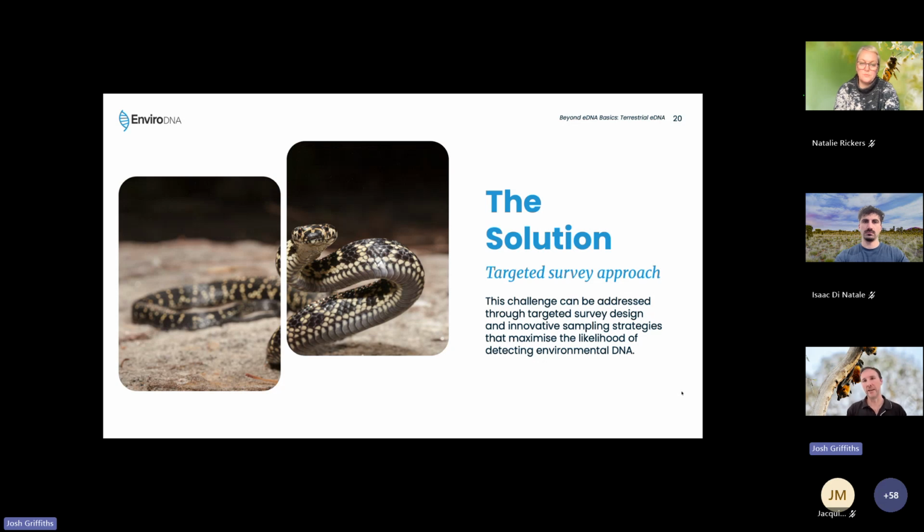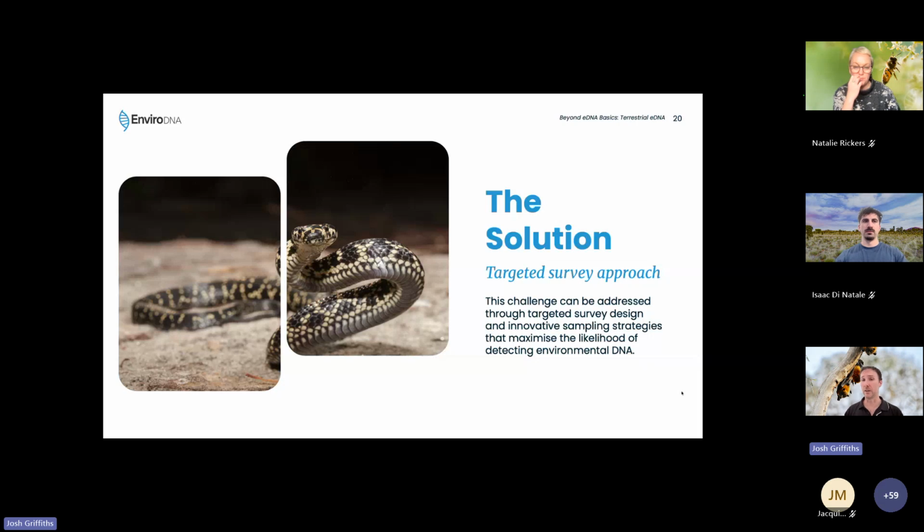So targeting areas like common pathways or burrows or hollows, latrines or drinking holes. As I mentioned before, are there major predators that we can look at, their scats, to try to target your species of interest? And then we can get creative with sampling. So there's lots of different ways to collect DNA from these environments.